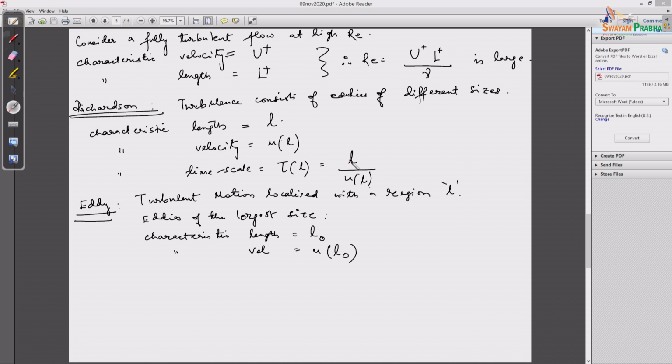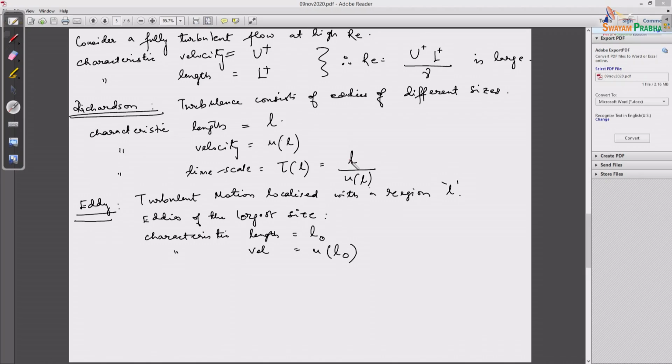Now we also said, well, what exactly is an eddy? An eddy is essentially turbulence which is restricted, localized, within a small region of length scale L. Now, for the largest size of the eddy, let's say the characteristic length is L naught and the velocity is this. So we did that.